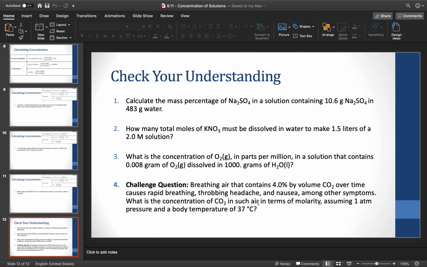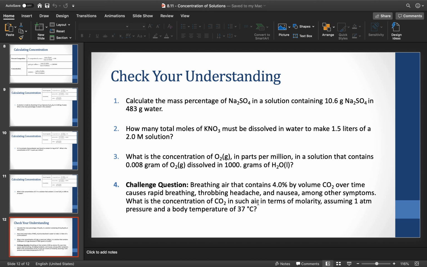It didn't tell us how much air we had. So let's assume there's 1 liter of air outside of our body. And outside our body, it's standard temperature and pressure. In that 1 liter of air, if it's 4% carbon dioxide by volume, that means we have 0.04 liters of carbon dioxide, because 4% of 1 is 0.04. You can plug in a calculator, but you should be able to see that relationship there.